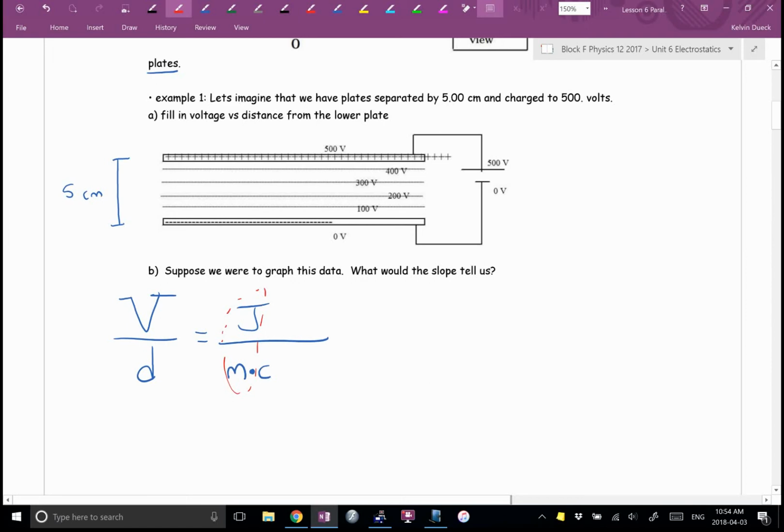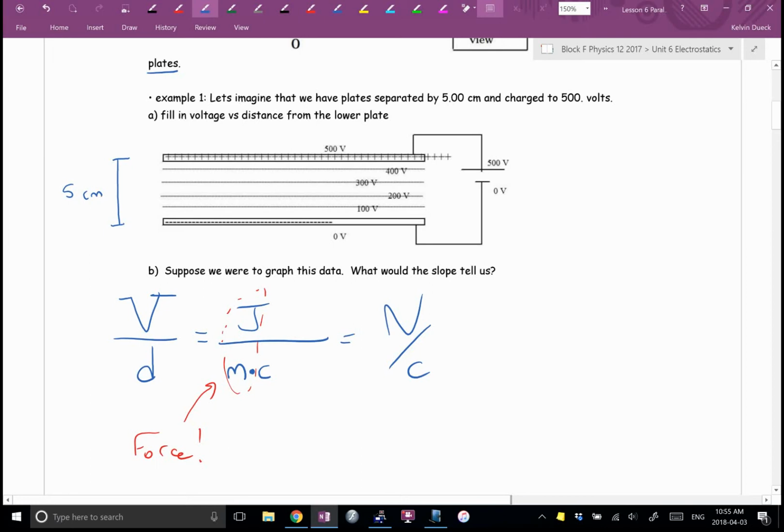What's joules a measure of? Energy or work. What's meters a measure of? Is there an equation that has work and distance in it? There is. Are you telling me joules per meter is force? What do I measure force in? So are you telling me this is newtons per coulomb?